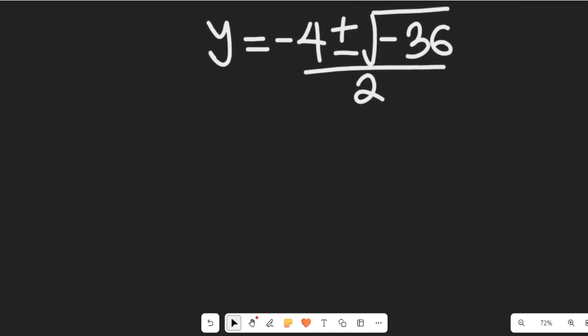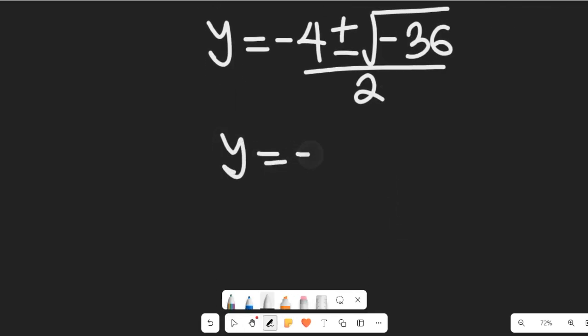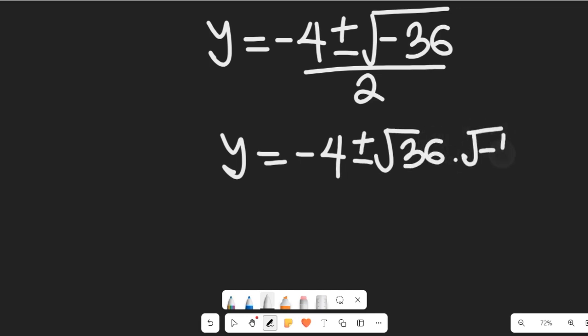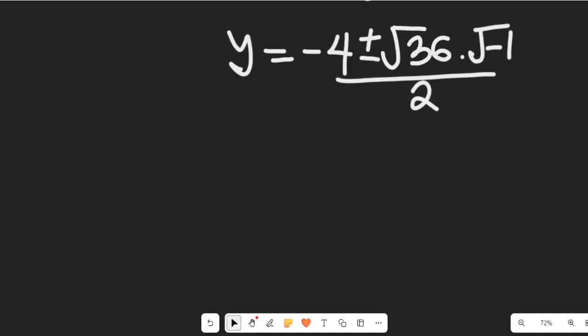So the value of our y will be equal to negative 4 plus or minus the square root of 36 multiplied by the square root of negative 1, all of these divided by 2. So this can be simplified.